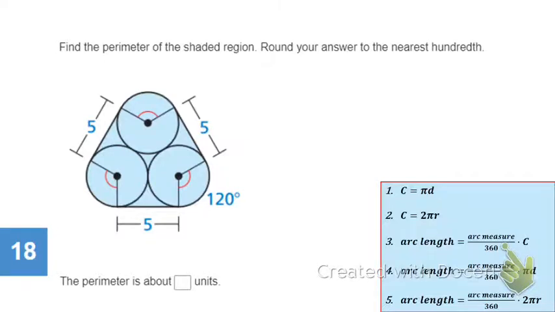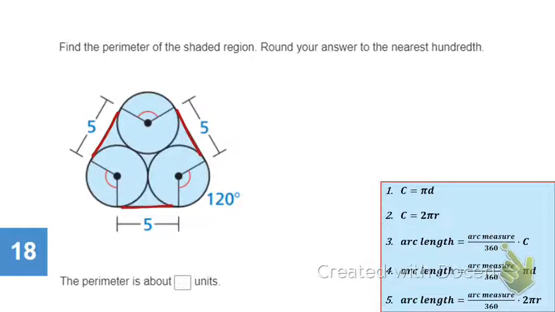Now that we know how to find the circumference of a circle and find the arc length of a circle, we're going to find the perimeter of shapes that are made up of line segments and arcs. So we want to find the perimeter of the shaded region. And the shaded region is made up of 3 line segments. And each line segment is 5.